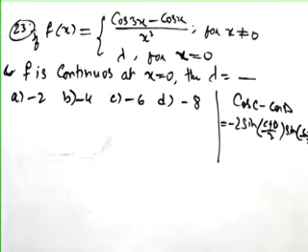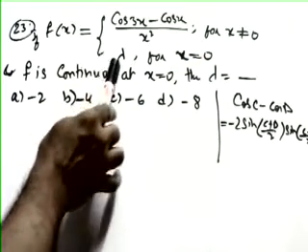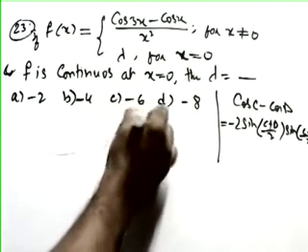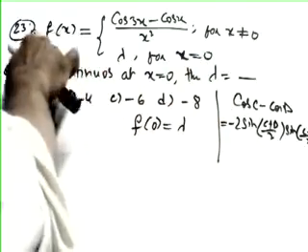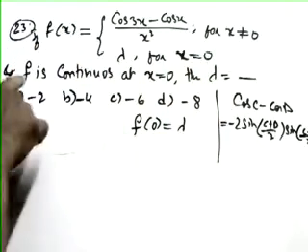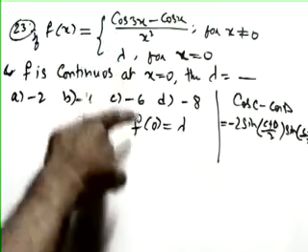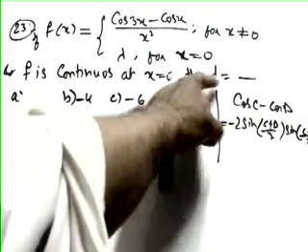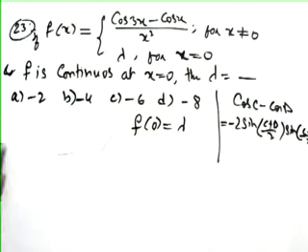You see the next question. f of x equals cos 3x minus cos x by x square for x not equal to 0, that is x tends to 0. And one more value is lambda for x equals 0. That is f of 0 equals lambda. This is continuous. Continuous means f of 0 and the limit value as x tends to 0 should be equal. So the limit value will be equal to lambda. So the question is, lambda equals what?